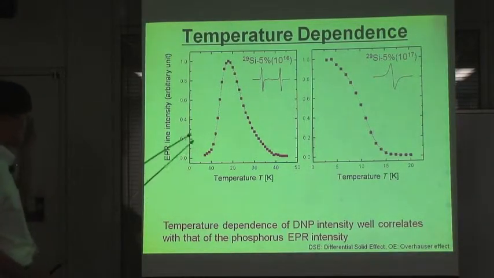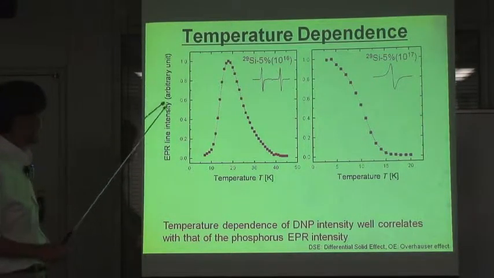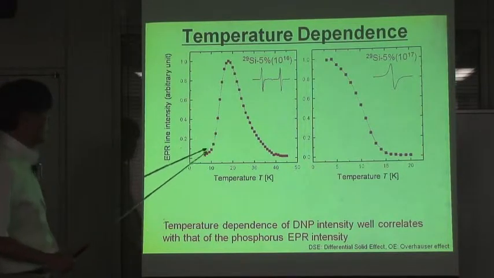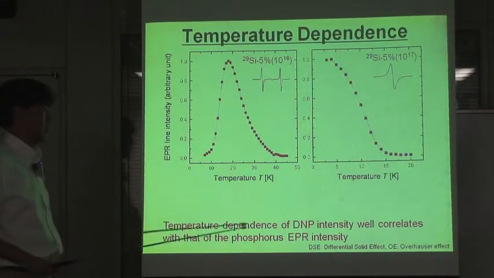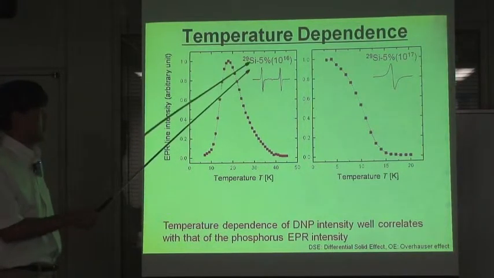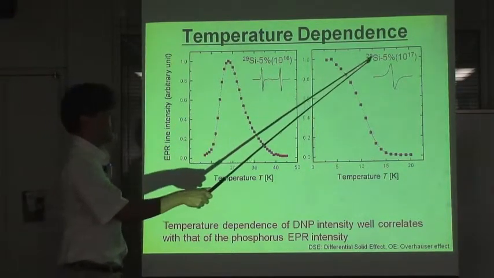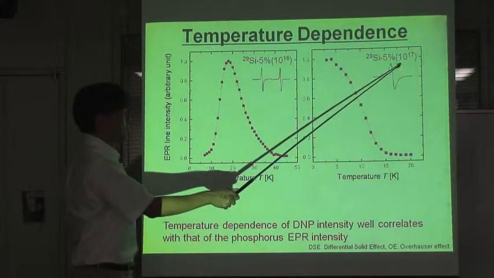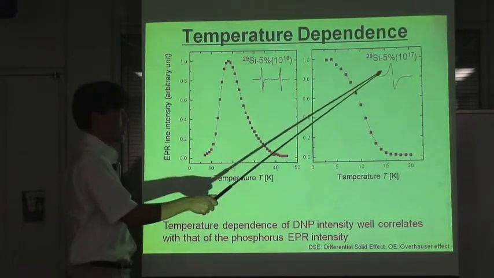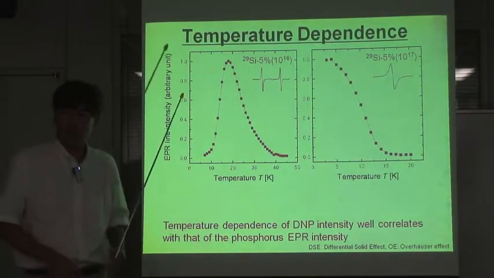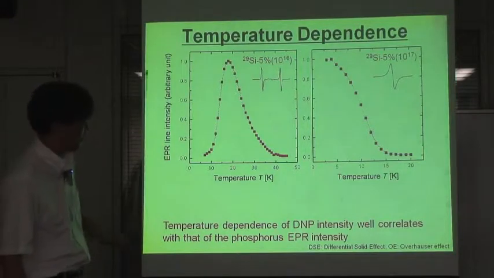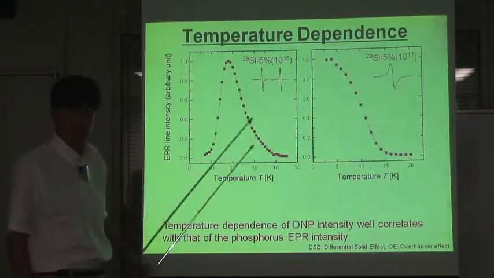Temperature dependence. I'll show you EPR line intensity as a function of the temperature. Here's the temperature dependence of the EPR line intensity in the 5%, 10 to the 16 phosphorus sample. This is the 5% natural silicon, 10 to the 17, more phosphorus, so it has only one EPR transition, and the temperature dependence looks very different.